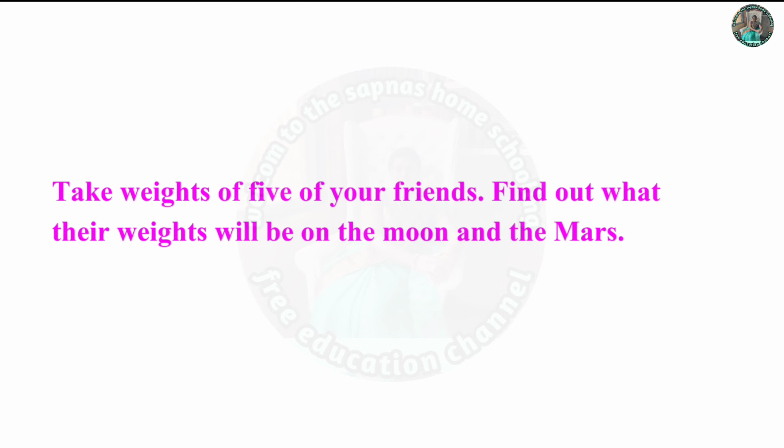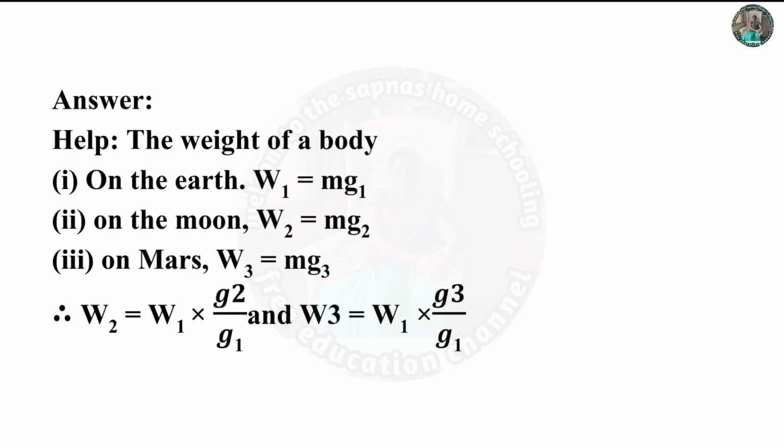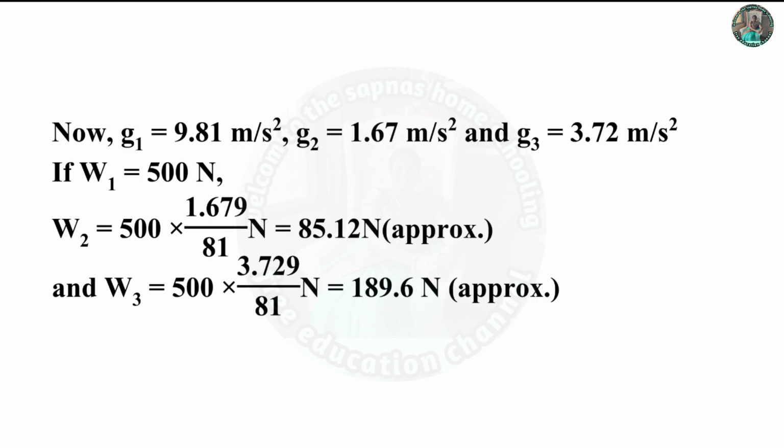Now the project. Take weights of 5 of your friends. Find out what their weights will be on the moon and Mars. Answer. The weight of a body: first, on the earth, W1 is equal to m g1, meaning mass times g1. Second, on the moon, W2 is equal to m g2. Third, on Mars, W3 is equal to m g3. So that's why W2 is equal to W1 into g2 upon g1, and W3 is equal to W1 into g3 upon g1.